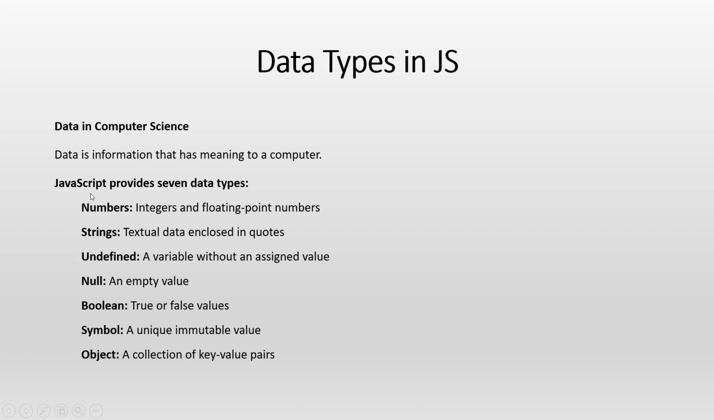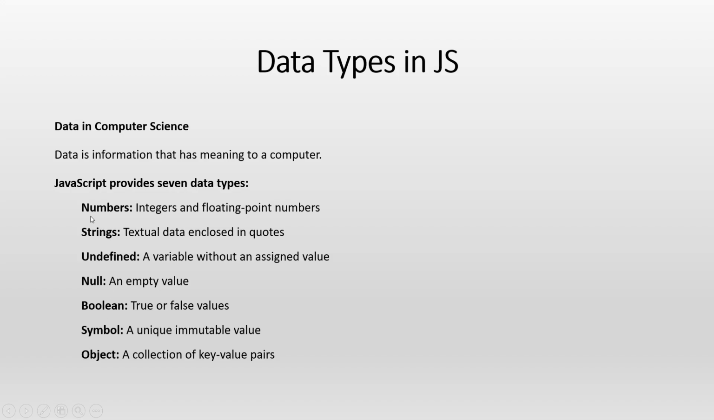Next, JavaScript provides seven data types. Like we have sound, we can write, we can also see. There are different ways of data. In a similar way, JavaScript also has different kinds of data types. It can understand numbers, strings, undefined, null, boolean, symbol, and also object.